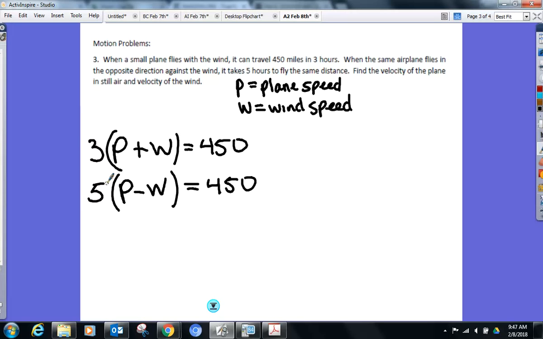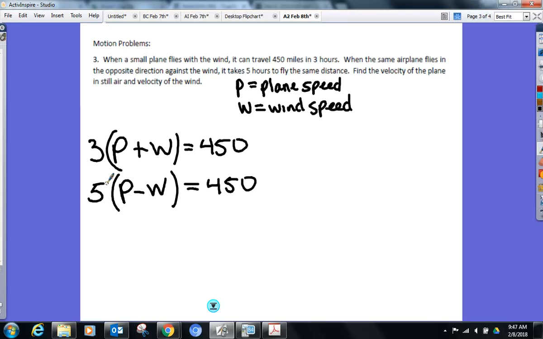Now you have an option. Can you distribute the 3 to get 3p plus 3w and the 5 to get 5p minus 5w and solve it like a system like that? Yes, you can. I'm going to make things a little easier, though. What's happening between the 3 and this whole quantity of p plus w? Multiplication. So if you wanted to get rid of the 3 right now, you could. How?